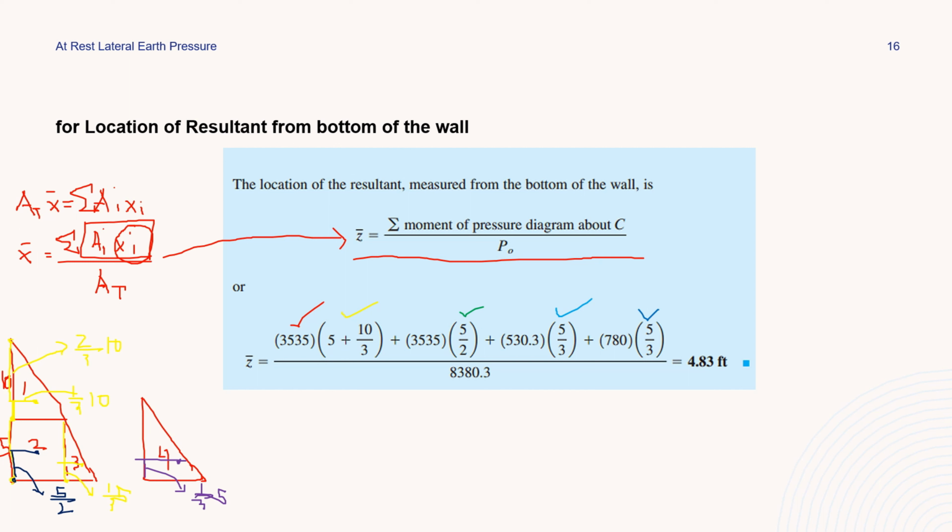And if we input that in our calculators, we get 4.83 feet. So that is our final answer, the location of the resultant from the bottom of the wall. That would be all for my report.